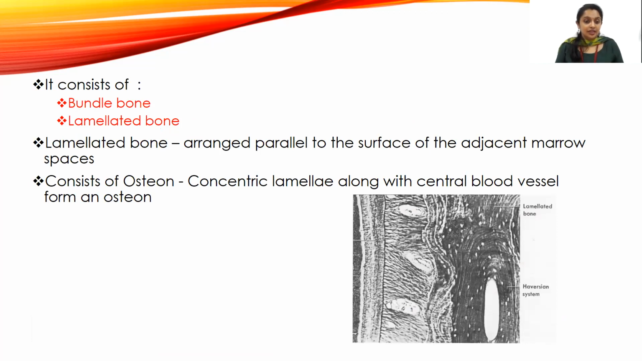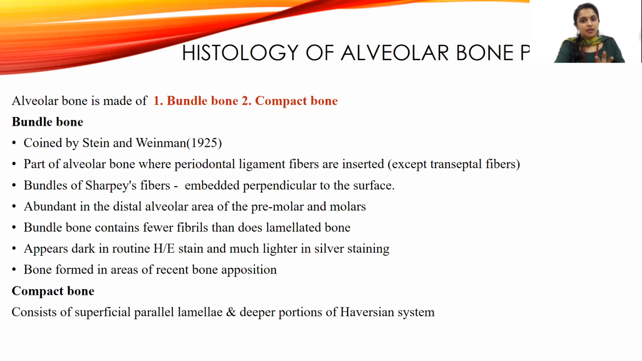Now, another thing is, we found that the alveolar bone can be further divided into bundle bone and lamellated bone. Lamellated bone is arranged parallel to the surface of the adjacent marrow spaces, and it consists of concentric lamellae, which along with central blood vessels form an osteon. Similar to any other compact bone, it has an osteon with a Haversian canal in the center.